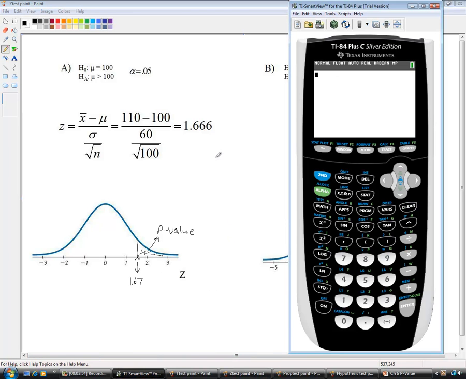To calculate the area of a z distribution, we need the normal CDF. So second vars, the normal CDF is here. We need to give it a lower value. In this case, I'll just put in the whole thing, 1.667. And the upper is our E99, so second E99. So the p-value here is 0.0478.